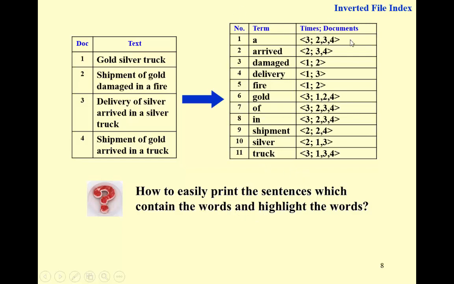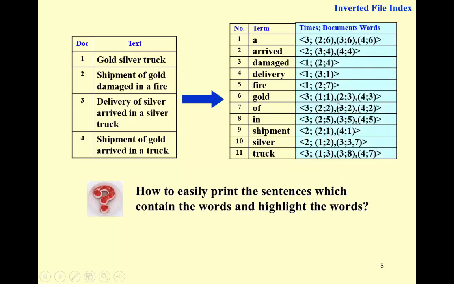With this inverted file index, we can only tell which term is contained by which document, but not the positions, right? If we would like to tell the positions, we need to record something else, right? So here is how the real linked list looks like. Well, here, first of all, we need to record its frequency. It's called times. For example, the term gold appeared in 3 documents.